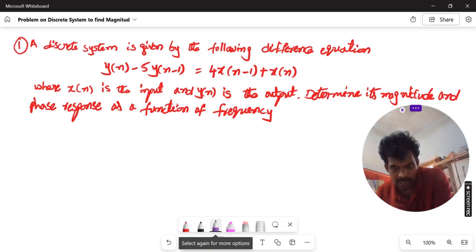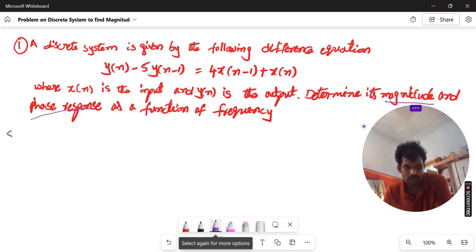So in this problem we are going to find out the magnitude and phase response. So how will we get this magnitude and phase response? The given one is a discrete time system, whose difference equation is given. In order to calculate the magnitude and phase response for a given difference equation, we are going to apply Fourier transform on both the sides. So that is this side and this side. Okay, so let us do the solution.